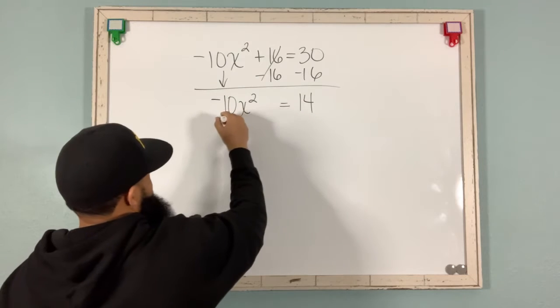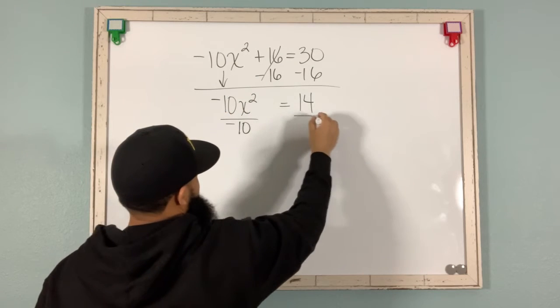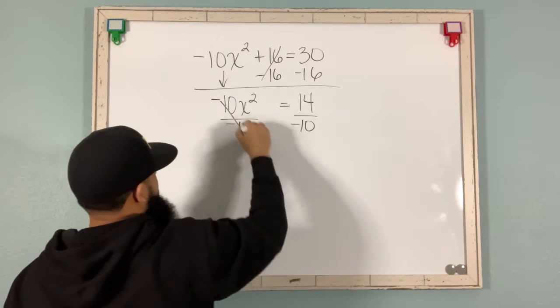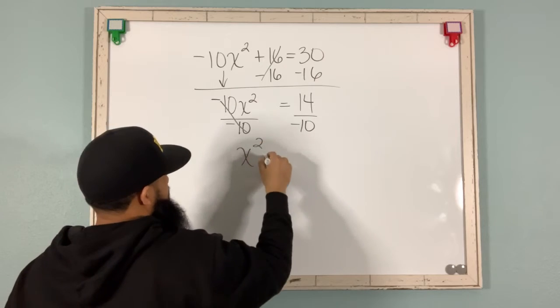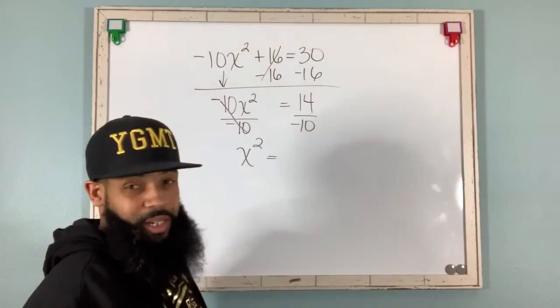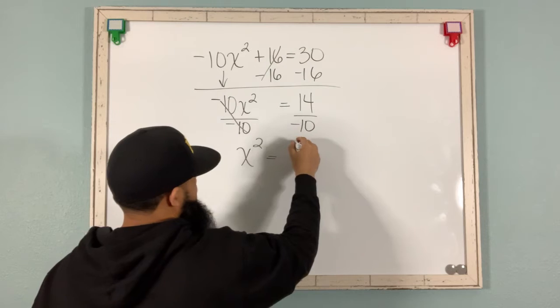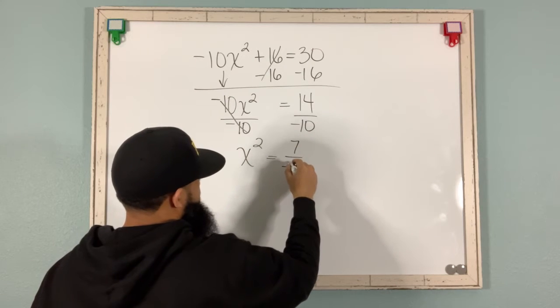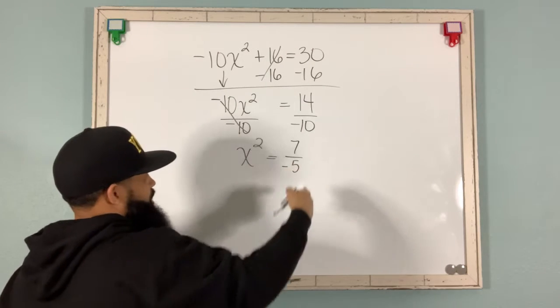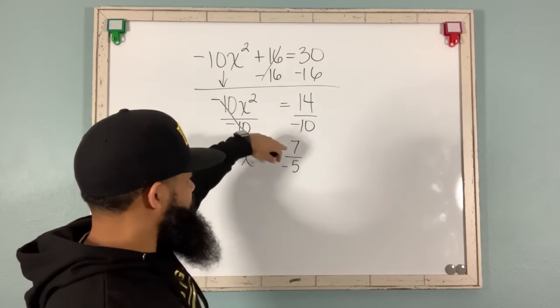Now, I need to get x by itself. Divide by negative 10. Divide by negative 10. Boom. X squared equals, I'm going to go ahead and simplify this fraction. This is going to be 7 over negative 5. 10 divided by 2 is 5. 14 divided by 2 is 7.